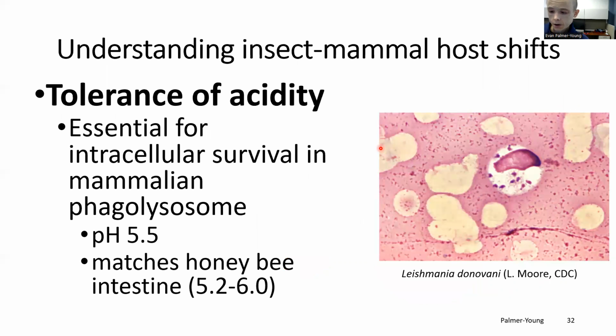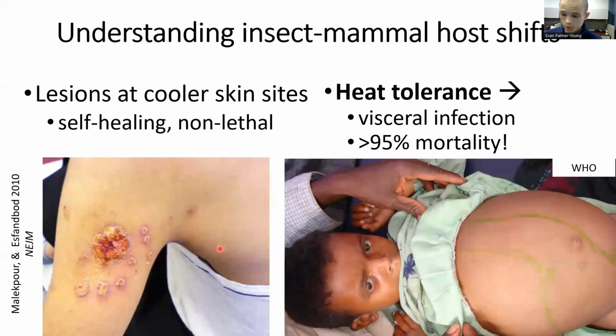Beyond the bee community, this research could also enhance our understanding of parasite adaptations that enable the jump from insects to mammals, where the pH of the intracellular habitat of Leishmania is very close to that found in the honeybee hindgut. In addition, heat tolerance is a feature that distinguishes the Leishmania strains that cause unsightly but rarely fatal skin lesions from those that infect the warmer visceral organs, causing over 90% mortality.